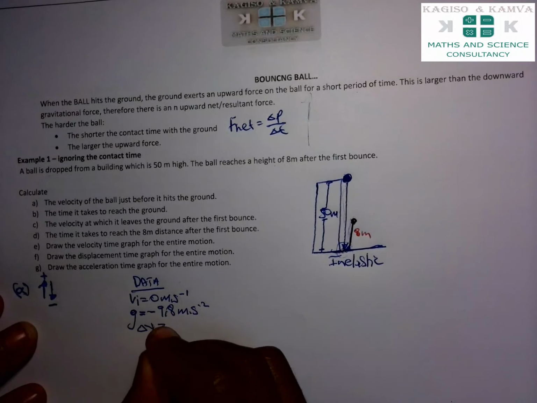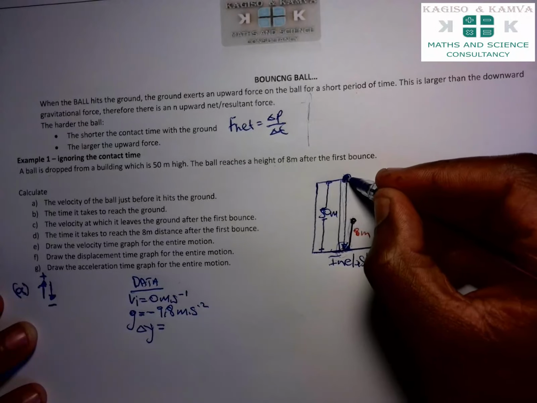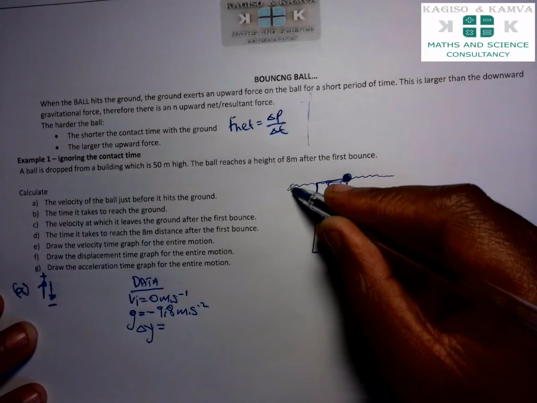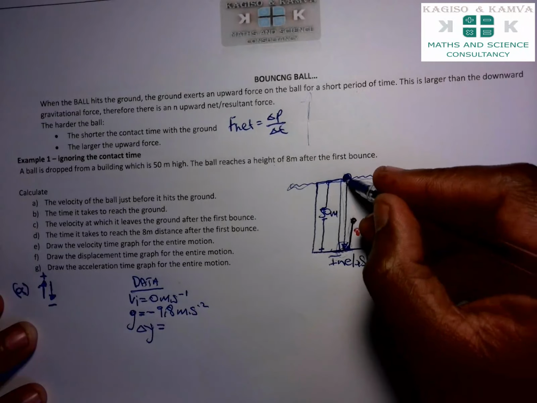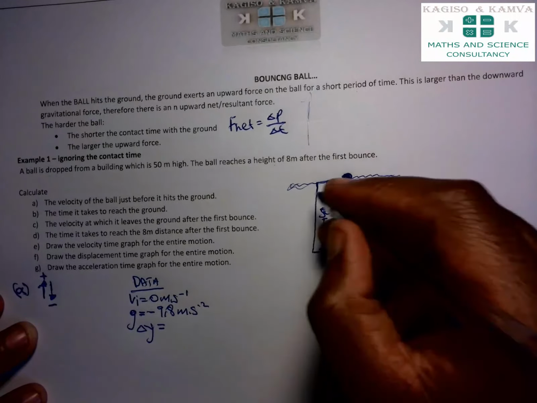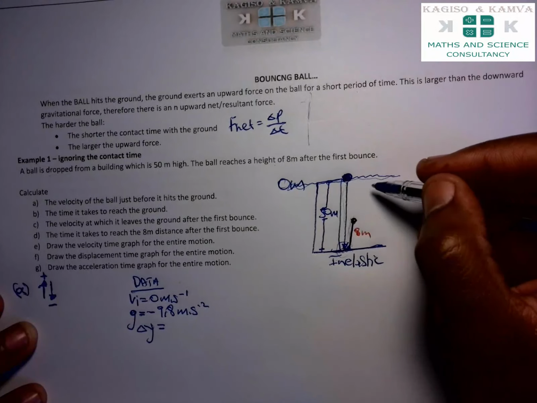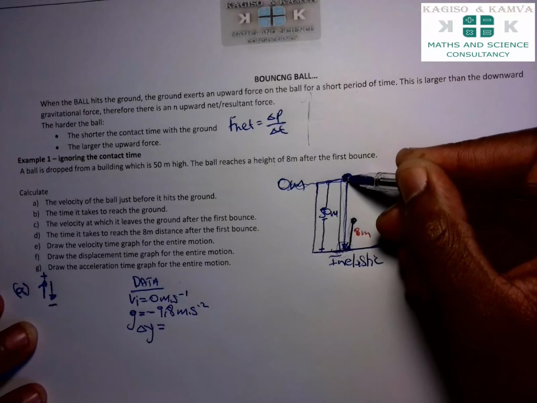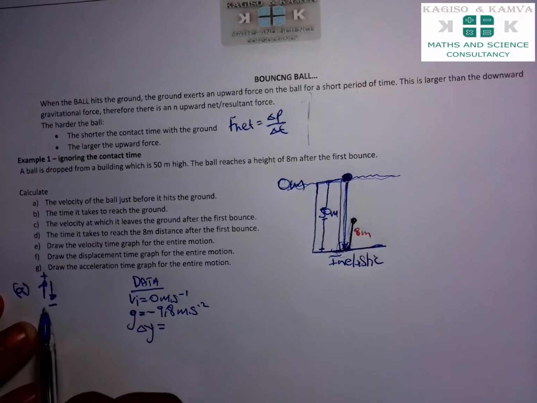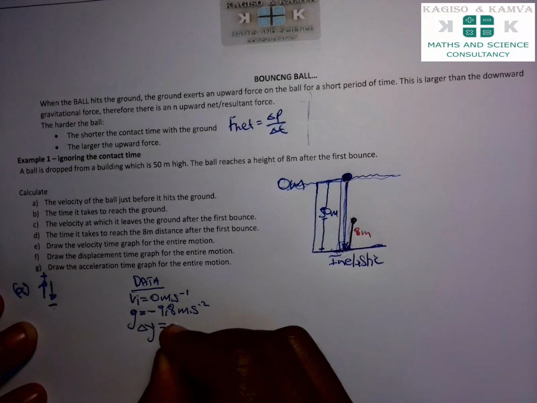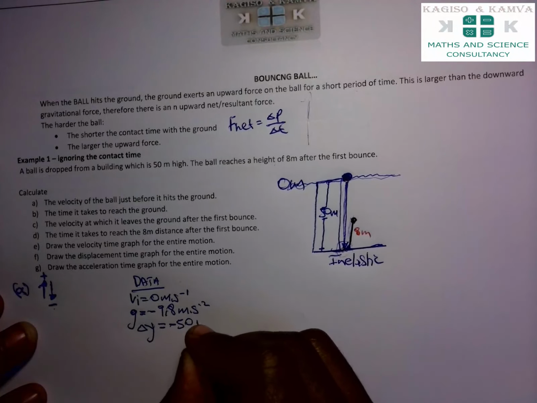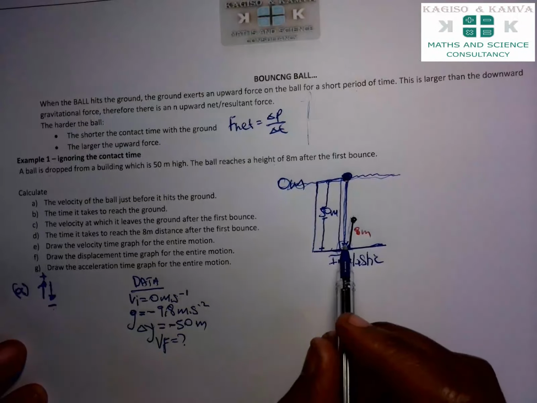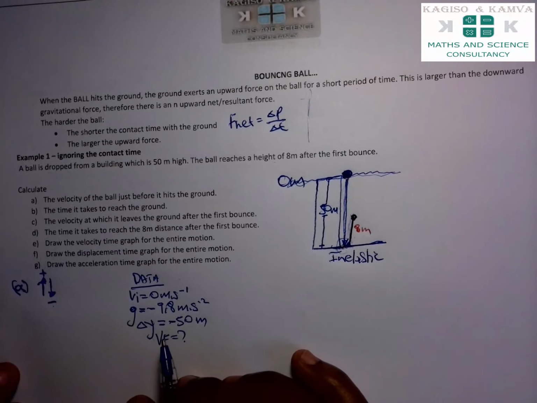And I also have what? I also have the displacement. Now if we take the position of the ball, we always take it as what? As the zero reference point. So if this is the zero reference point, 0 meters, now the ball will be taking a negative direction. It will be covering a negative displacement, because it's going down. We took down to be negative, so this is going to be negative 50 meters. We are looking for VF, the velocity at which it reaches the ground.